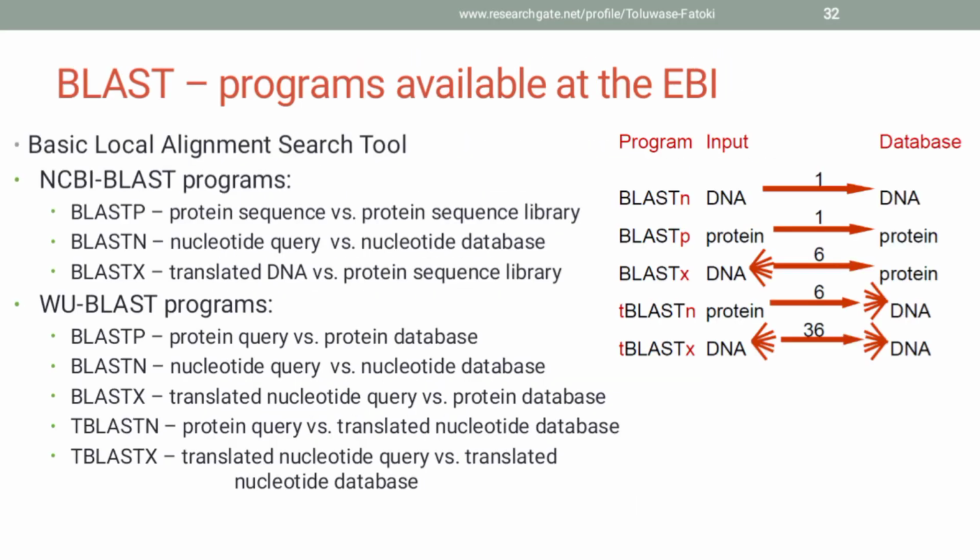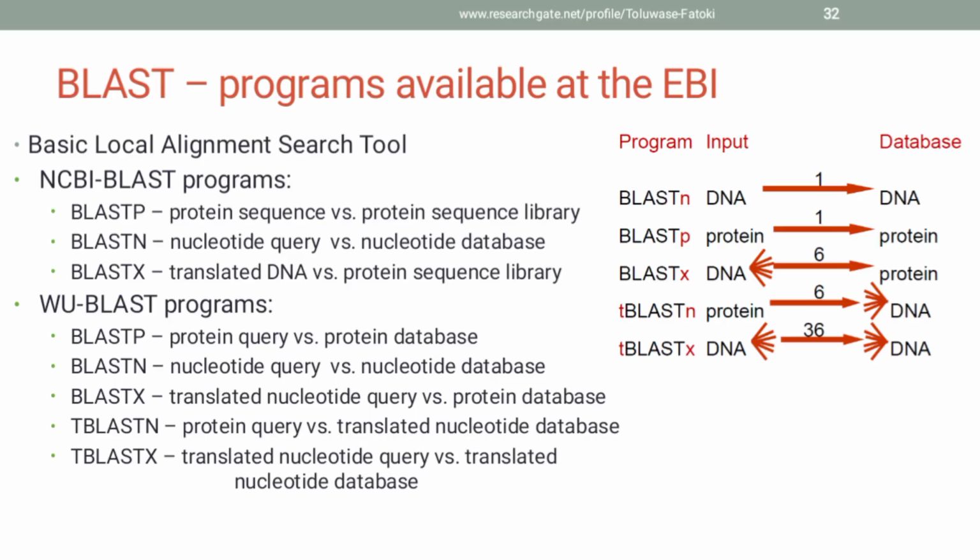BLAST is also available on EBI and on NCBI. BLAST, which is a basic local alignment search tool, has different variants. We have BLAST P, which is a protein sequence versus protein sequence library or database. You have a protein sequence, you want to query it against a protein sequence database, then you use BLAST P. Then BLAST N, when you have your nucleotide sequence and you want to use it to query a nucleotide database. That's BLAST N. You use the BLAST N variant to do that.